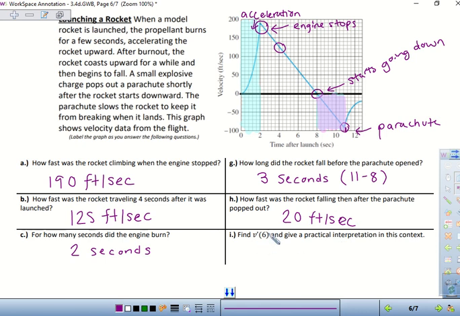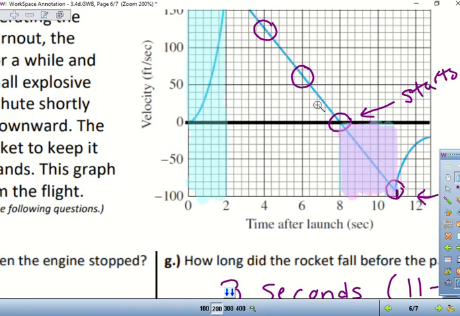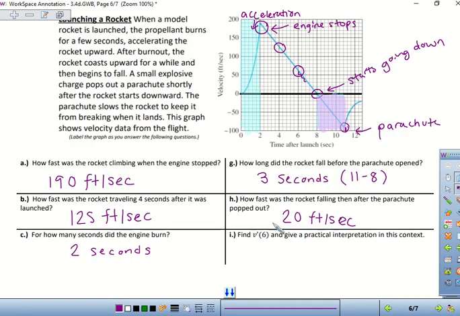And now it says find v prime of 6 given the practical interpretation of the context. If we look at 6, they're asking for v prime of 6. What does v prime represent? The derivative, which is acceleration, right? At this particular time, what is the approximate slope here? It looks like it's going down 1 over 1, right? Down 1 over 1. So what's the slope going to be there? Negative 10, because it's going by tens, right? Yeah, I think it's tens. I guess, yeah, negative 10 feet per second.